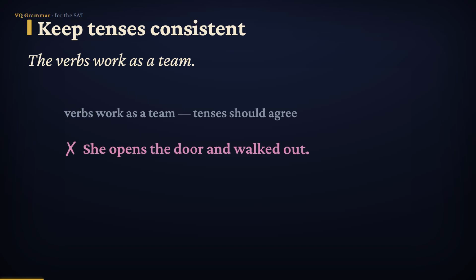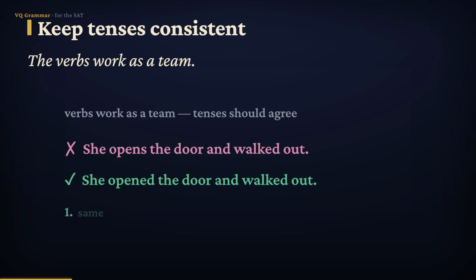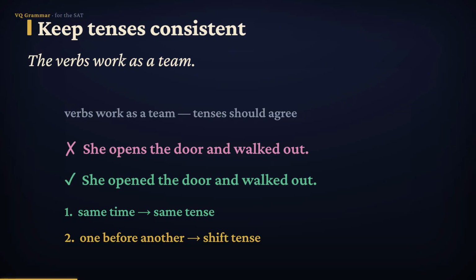She opens the door and walked out. Opens is present, walked is past, and the jolt is confusing. Fixed. She opened the door and walked out, both past. Two simple rules keep you safe. If events happen at the same time, use the same tense. If one happens before another, shift the tense to show it.